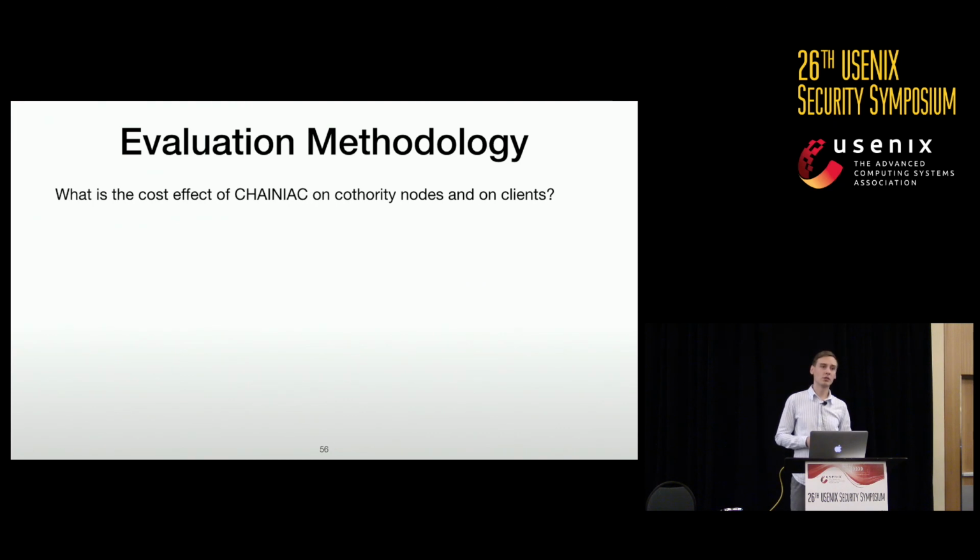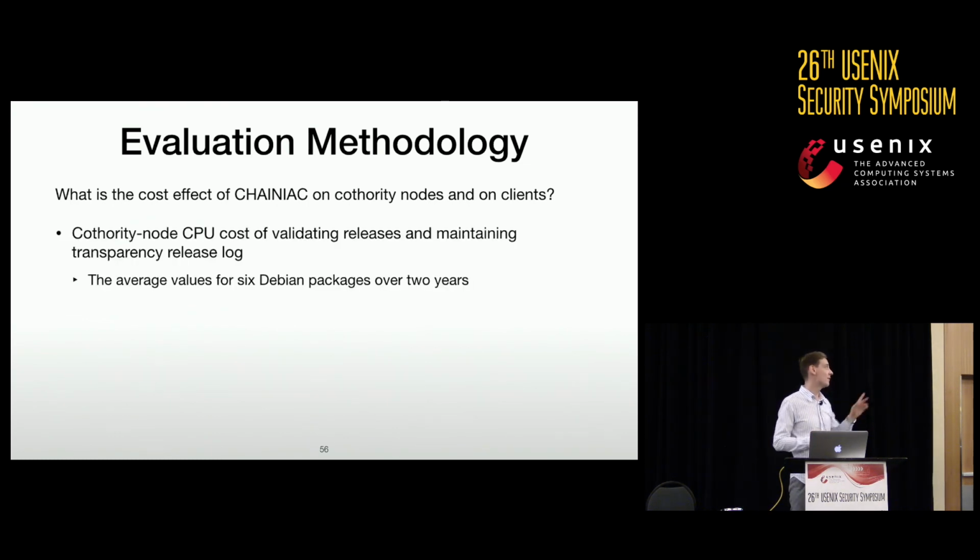Regarding the evaluation, there was one question that we primarily wanted to answer. How costly is CHAINIAC? Can we really go to the companies and say, hey, here's a solution, you will be more secure? For that, we have done a few experiments. I think the most interesting one is what's the CPU cost on the Cothority nodes to validate releases. If developers send you the releases, you need to do a reproducible build, signing, and place it in the transparency log. For that, we took 6 security-critical Debian packages over 2 years from the history of Debian. We chose Debian because they have reproducible builds, basically.